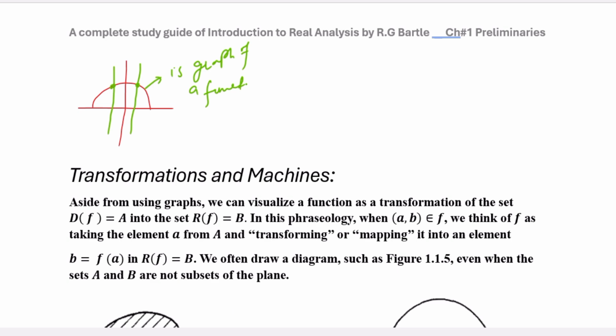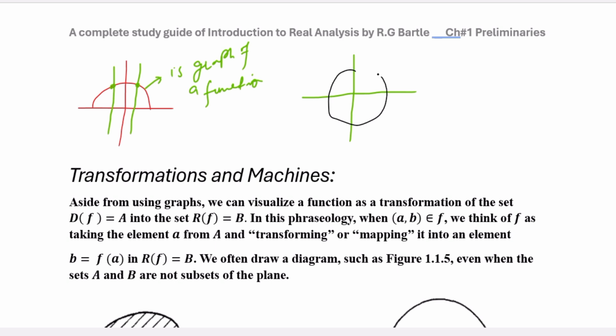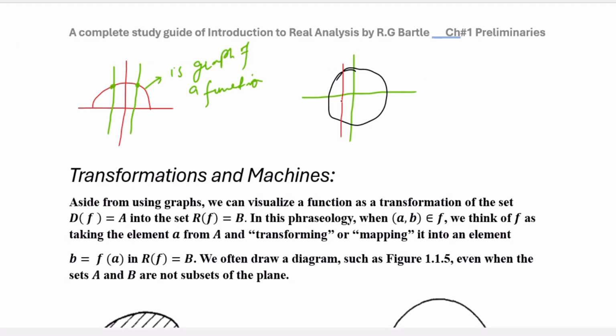But on the other hand, if we have a full circle, which lies in four quadrants, does this represent a graph of a function or not? No. According to the vertical line test, if you draw a vertical line, this vertical line cuts the circle at 2 points, at this point and this point. Similarly, if you draw this vertical line, again it cuts the graph at 2 points.